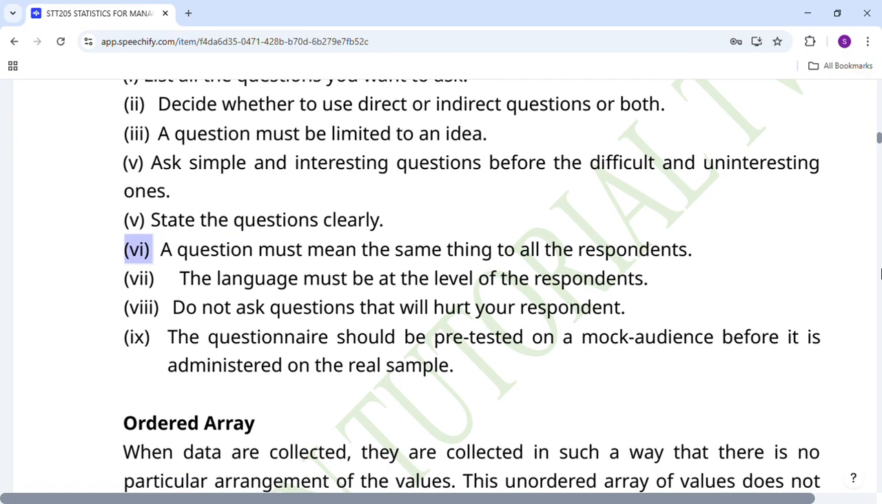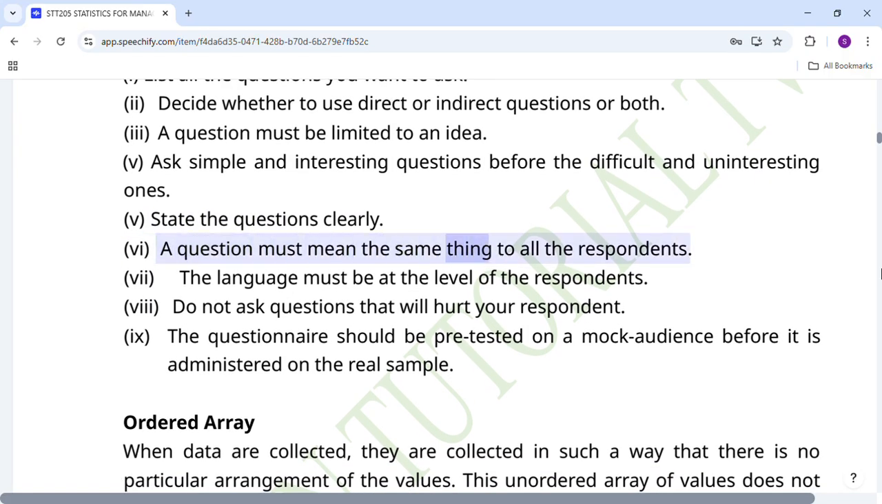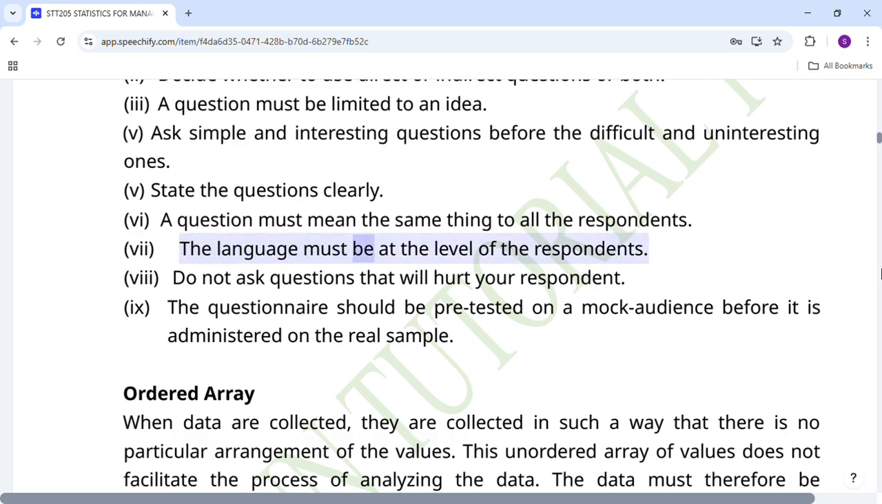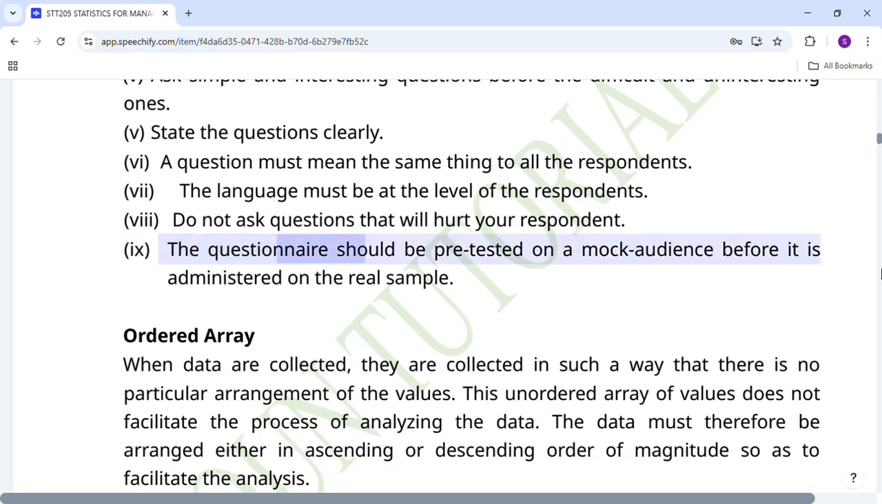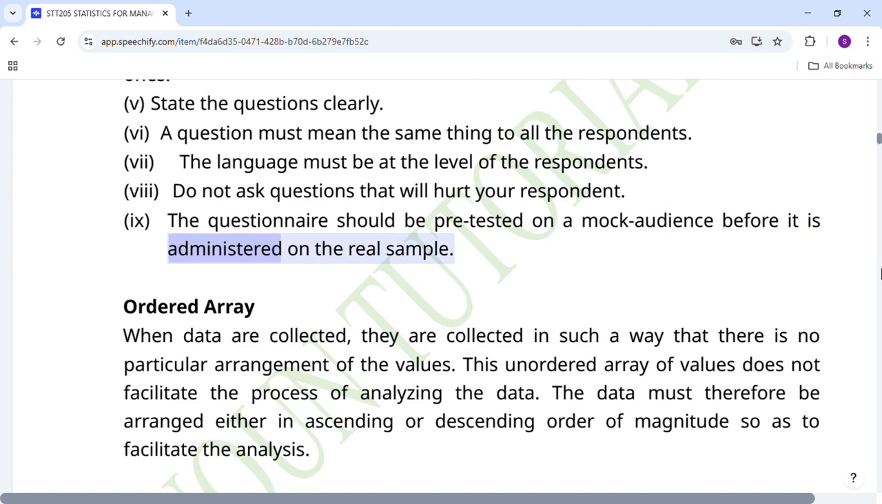6. A question must mean the same thing to all the respondents. 7. The language must be at the level of the respondents. 8. Do not ask questions that will hurt your respondent. 9. The questionnaire should be pre-tested on a mock audience before it is administered on the real sample.